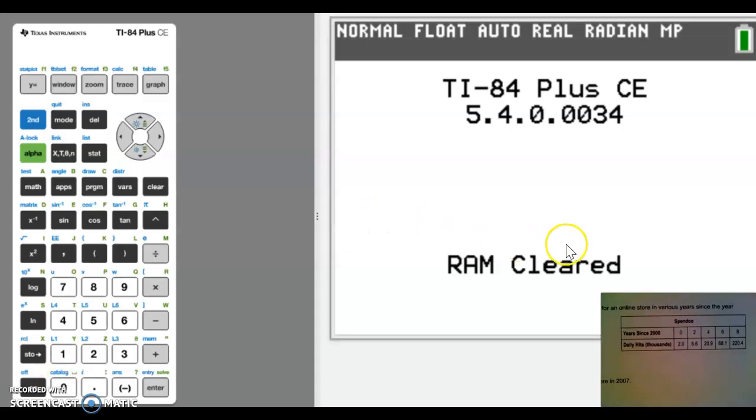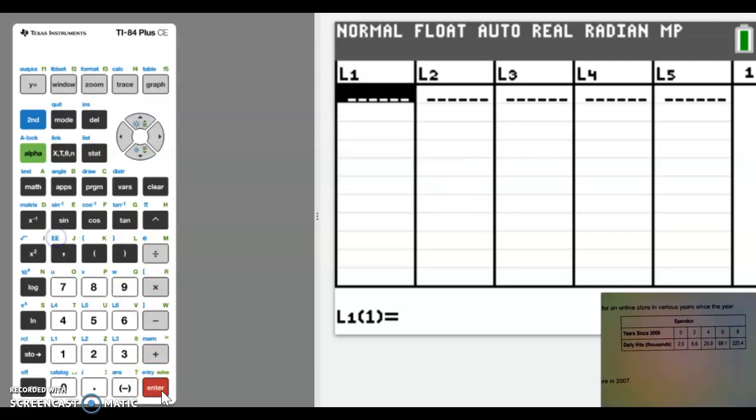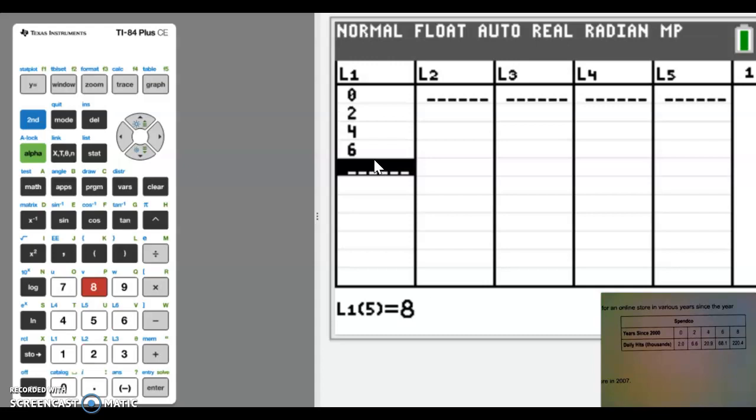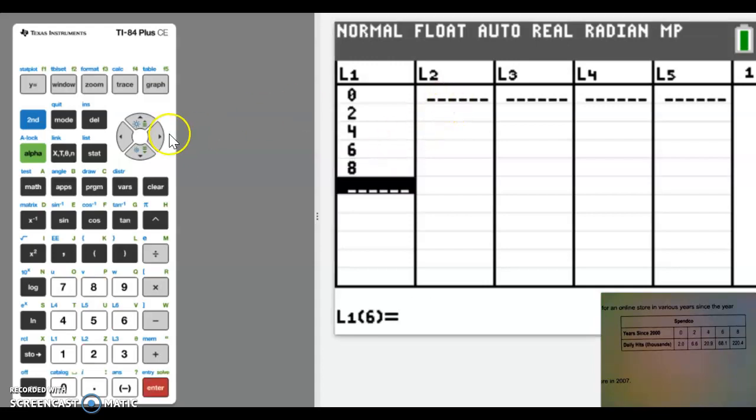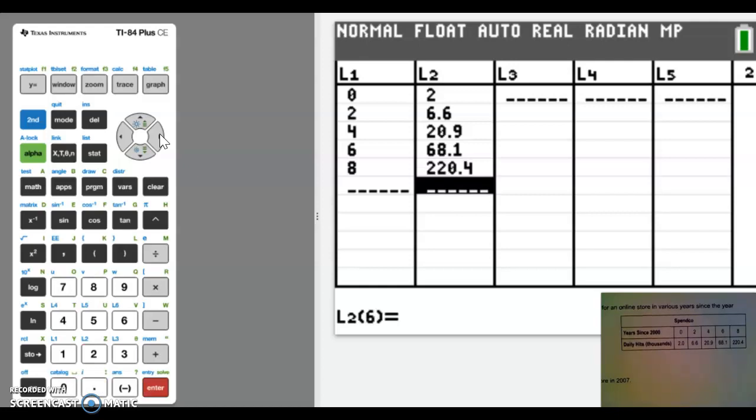On the calculator, I'm starting with my RAM cleared. I'm going to press the stat key, and I want to edit, so I can just press enter and enter that data. You can actually just use your keyboard to enter those data points in. I want to go to L2, so I'm going to press the over arrow key. I'm going to type in 2, 6.6, 20.9, 68.1 and 220.4. If I'm going faster than you are, just pause it and catch up. I always have to double check my data, just look at it real quick because I do type kind of fast. So there it is.